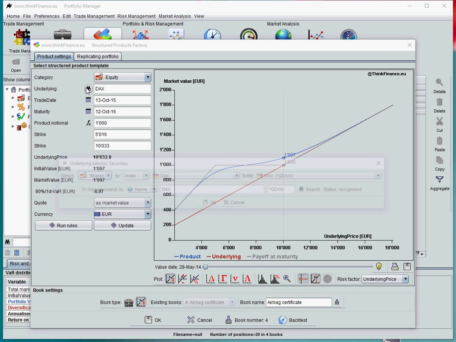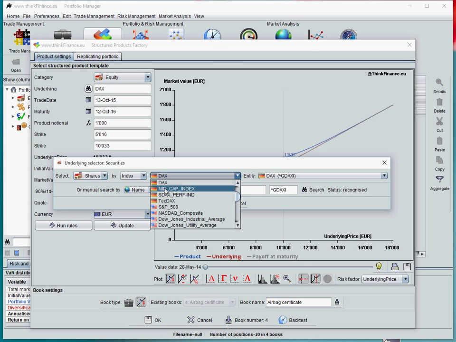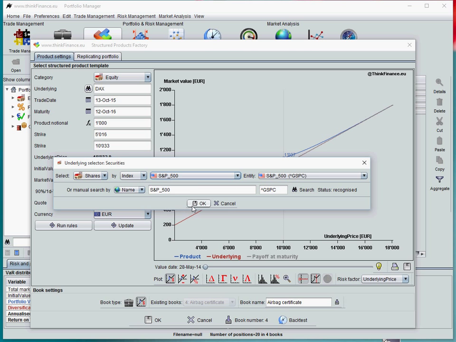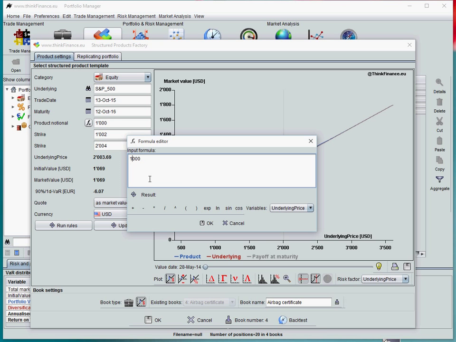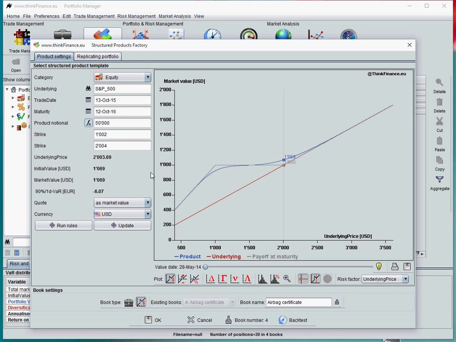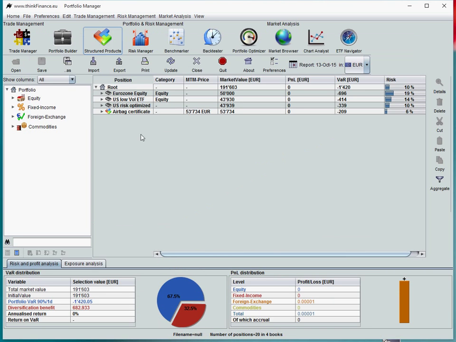Now, as an underlying, I want US equity exposure, so I'm choosing the S&P 500 as an underlying. The product notional is again 50,000 as for the other books. And I don't want currency risk, so I'm choosing the Quanto option here. I'm choosing a product that is denominated in euro, so it's a Quanto product. Now, after changing all these input parameters, I run the rules, and my product is finished. So I click on the OK button, and here's my third option, an airbag certificate.